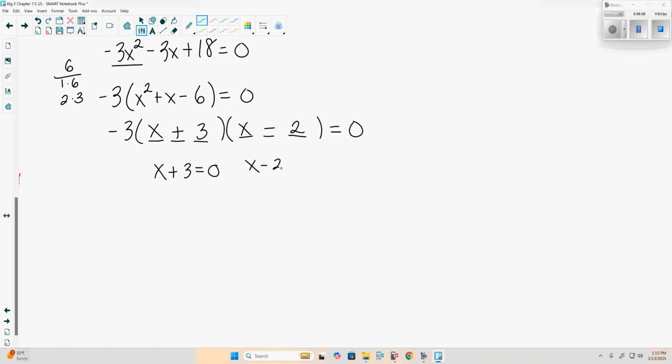And if we have 2 or more things multiplied together that equals 0, one of them is going to have to be 0. Well, there's no way that the negative 3 is going to be 0. There's no variable with it. So it's either going to be the x plus 3 or x minus 2.